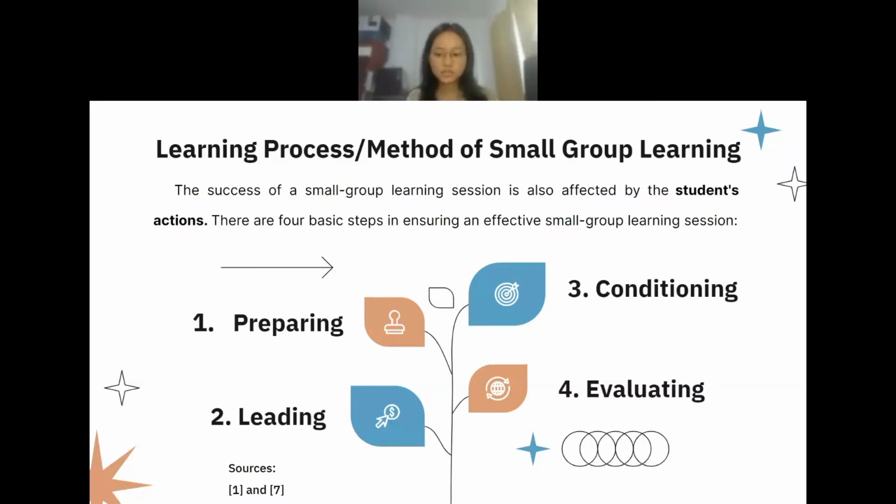The third one is conditioning. Basically, the group has to set some ground rules for the discussion, such as how to give opinions and many more. And the last one would be evaluating, done by the facilitators. Evaluation points that are filled can be time management, communication skills, critical thinking skills, etc. That is all from me. The next speaker, the time is yours.